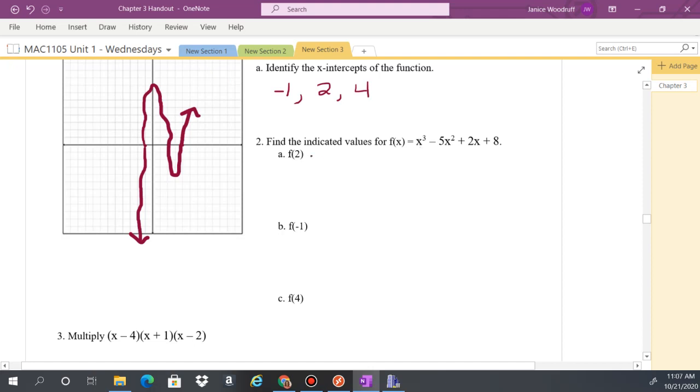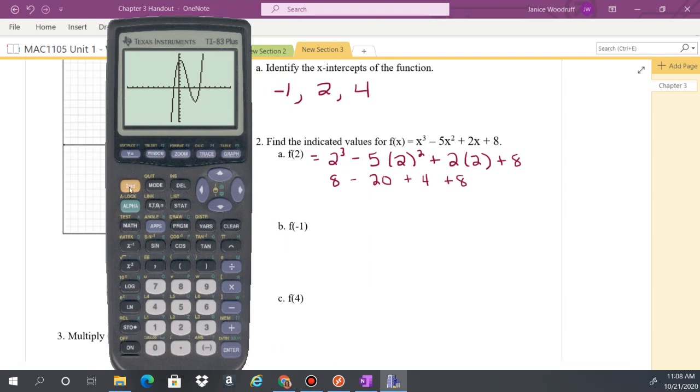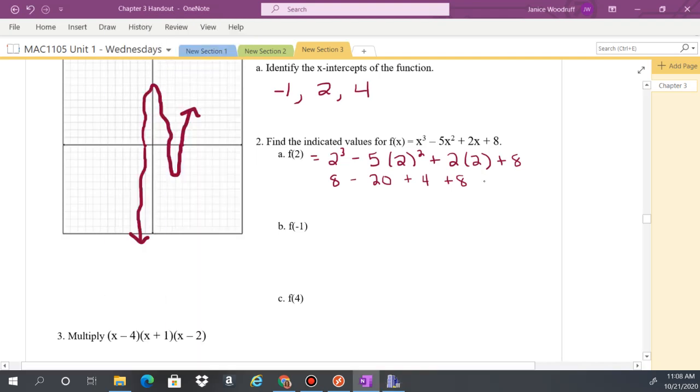So let's see, f of 2 will be 2 cubed minus 5 times 2 squared plus 2 times 2 plus 8. Well, 2 cubed is 8, minus 5 times 4 is 20, plus 4, plus 8. Let's see what that is. 8 minus 20 plus 4 plus 8. 0. So f of 2 is 0.